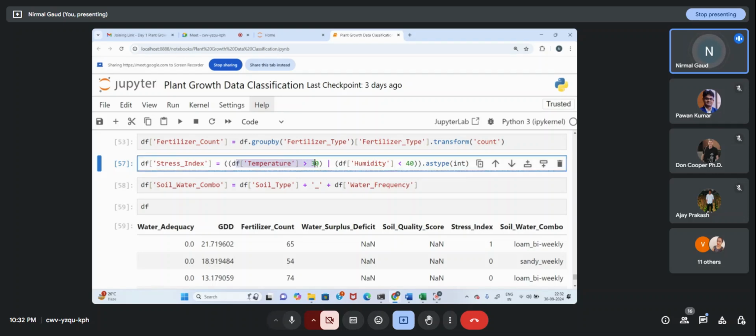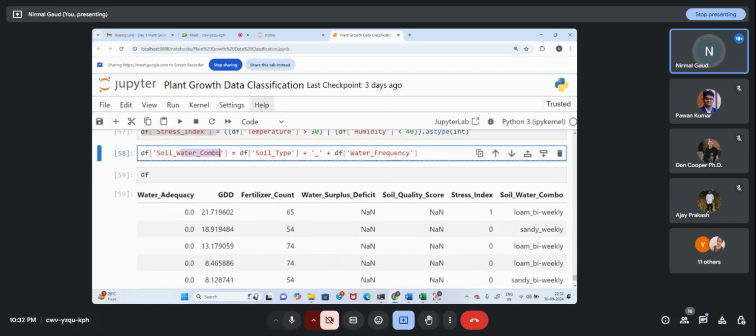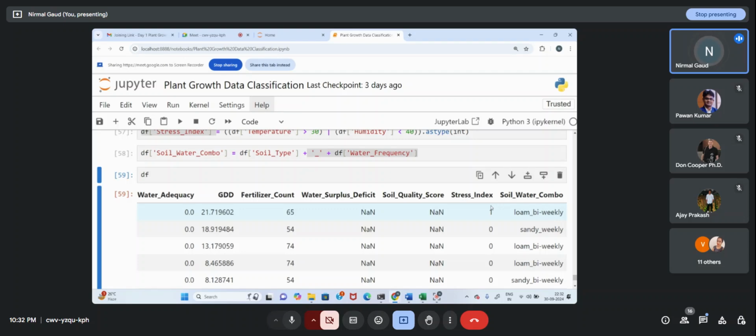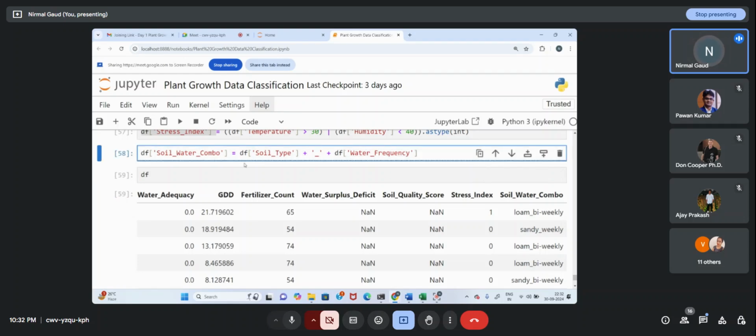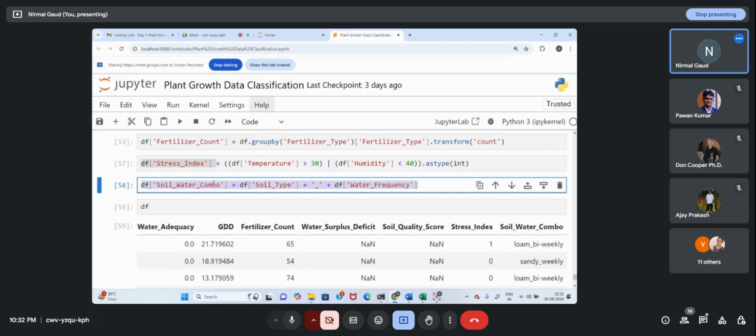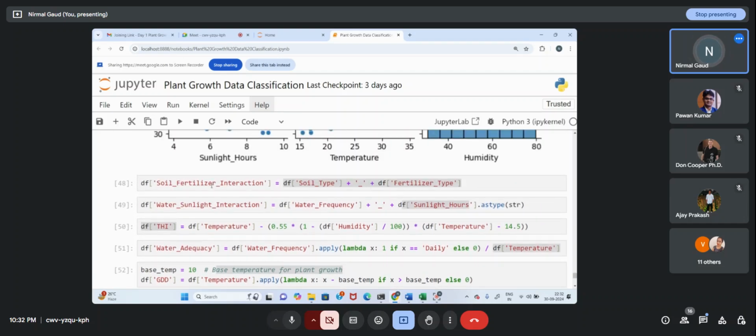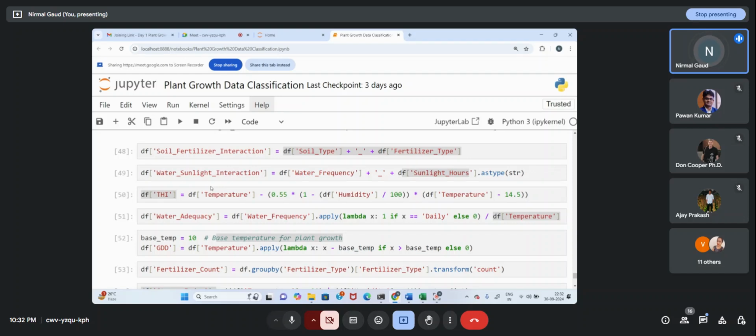Stress index: if the temperature is more than 30 and humidity is less than 40. Water soil combo: you can take water and soil type frequency. Water frequency also, soil also, we can take in combination. I took water in combination with temperature. I can take water in combination with soil also. We can take all three in combination too. This is just an idea I took to create some new features as a part of feature engineering.